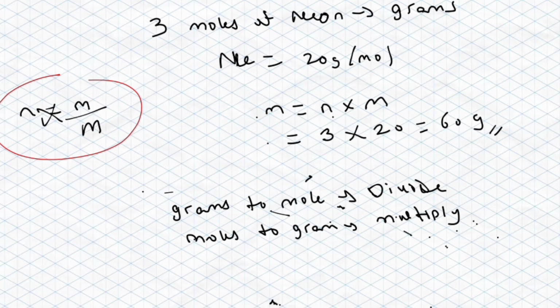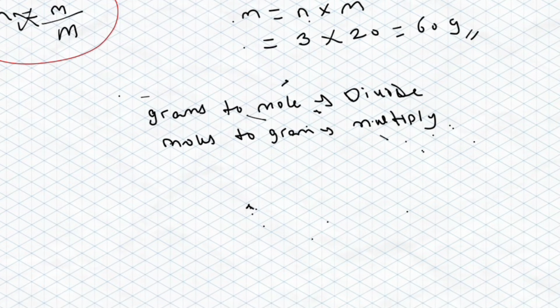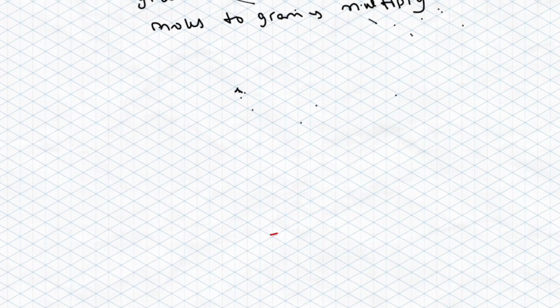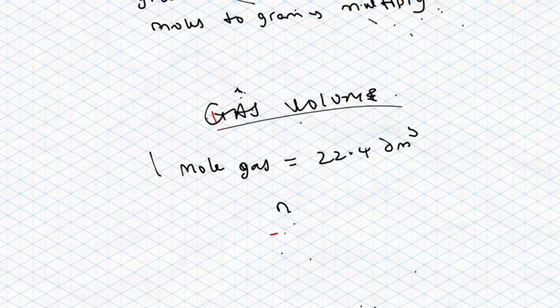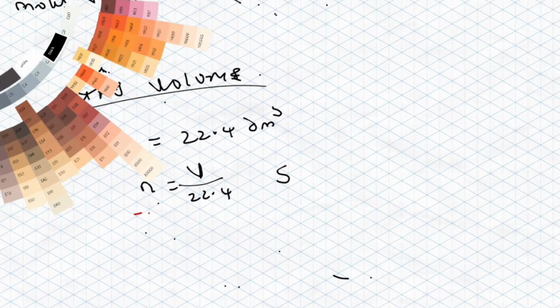Now, the third formula we are going to be looking at is gas volume. This one is very straightforward. Just know that 1 mole of gas is equal to 22.4 dm cube. So the formula is very straightforward: number of moles is equal to V over 22.4. Now note that this 22.4 is only valid at STP. Let me write it out for you guys.